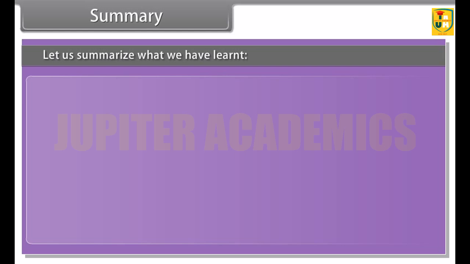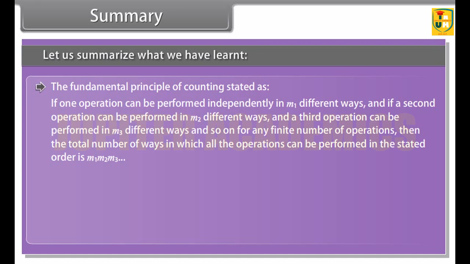Summary. Let us summarize what we have learned. The fundamental principle of counting stated as: if one operation can be performed independently in m1 different ways, and if a second operation can be performed in m2 different ways, and a third operation can be performed in m3 different ways, and so on for any finite number of operations, then the total number of ways in which all the operations can be performed in the stated order is m1 into m2 into m3 and so on.